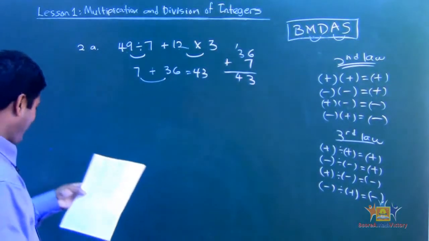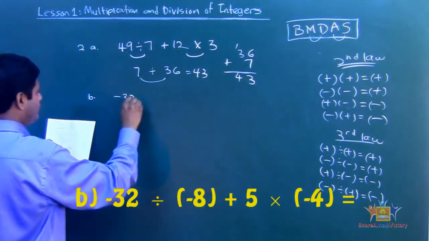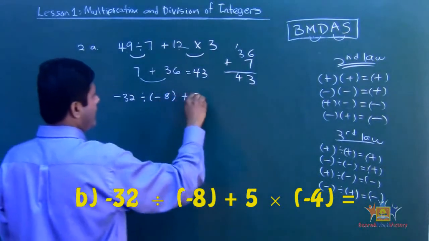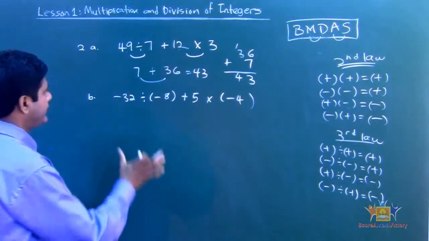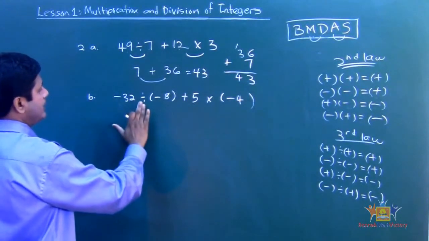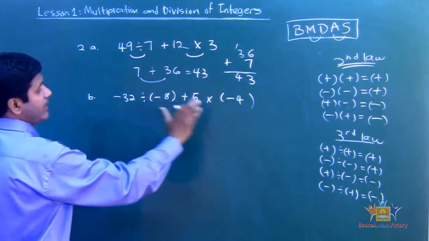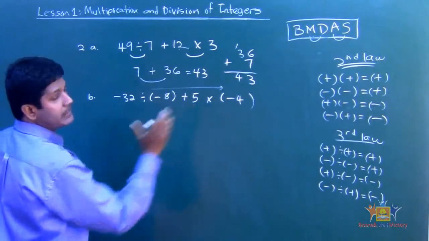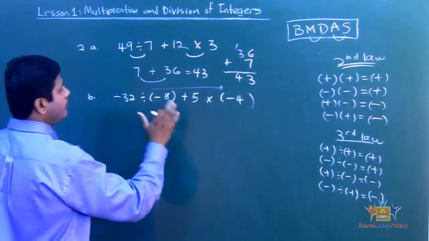Okay, good. Problem B. You're given negative 32 divided by negative 8 plus 5 times negative 4. Alright, so once you get this, now remember you got addition and then you got division and multiplication. So we're going to divide and multiply first. We're going to go left to right. When you're doing the division and multiplication, you can do the division first and then do the multiplication. And then we'll add them.